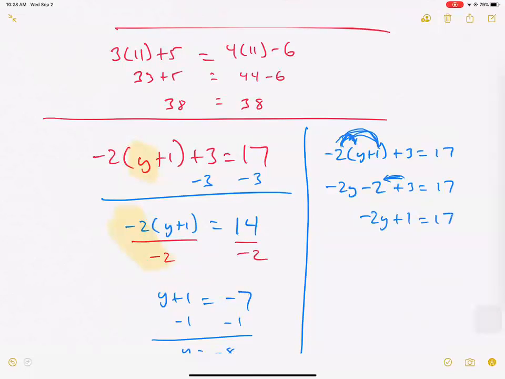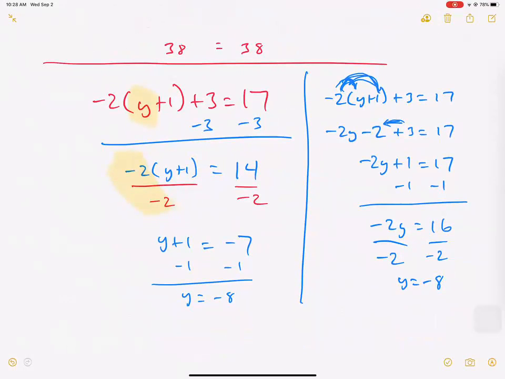Now this leads us back to a two-step problem. Minus 1 from both sides. We're left with negative 2y equals, sorry, not negative, 16. And then divide by negative 2 on both sides. y is equal to negative 8.